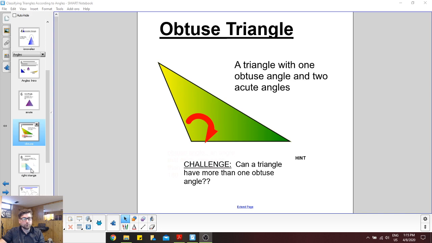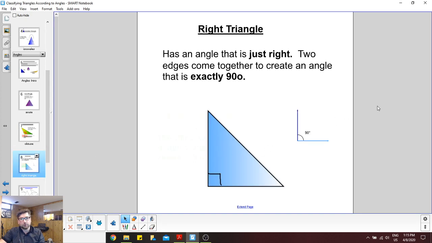But first, we go to our next triangle, which is the right triangle. It has an angle that is just right. Haha. Two edges come together to create a vertex and create an angle that is exactly 90 degrees. So a right triangle has exactly one 90-degree angle, and then, of course, two acute angles.